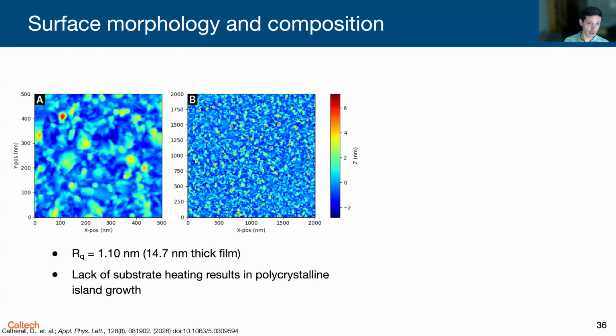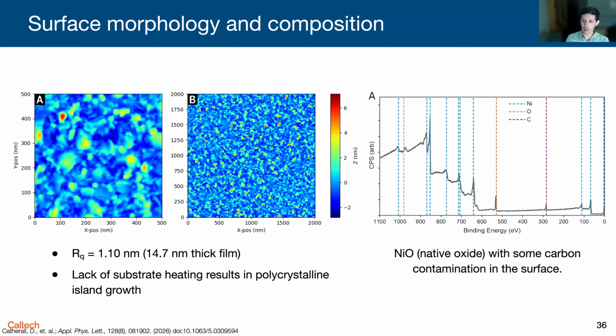Okay, so we measured the surface roughness as a first characterization. The film was 14.7 nanometers thick. The RQ is 1.1 nanometer, and this is expected for nucleation and coalescence type growth of a metallic thin film. This is comparable to what others have reported. With XPS, this is XPS of the surface. Unsurprisingly, there's a native oxide, so you can see the orange lines are oxide, the blue lines are nickel, and then there's an adventitious carbon peak in purple.